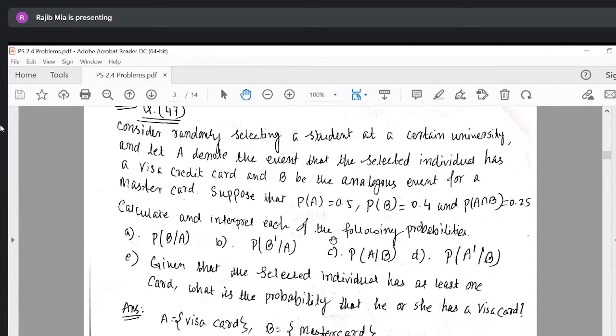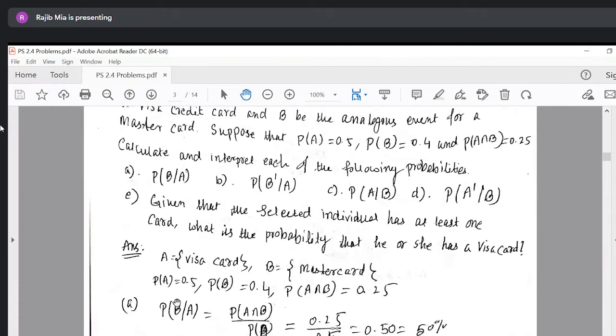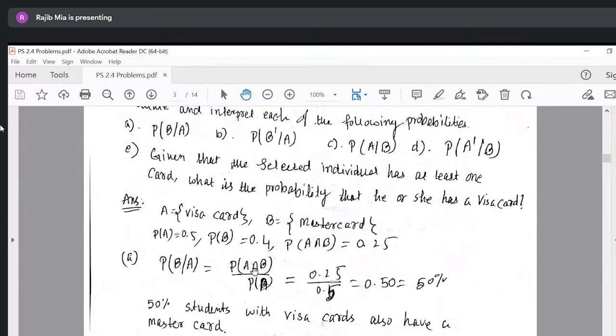Calculate and interpret each of the following probabilities: probability of B by A, probability of B complement by A, probability of A by B, and probability of A complement by B. First, you have to calculate these probabilities, and you also have to interpret them, that is, write in words what the meaning of this is. Just use the definition. So probability of B by A means probability of A intersection B by probability of A. A intersection B is given as 0.25, probability of A is 0.5, so the answer is 0.50.